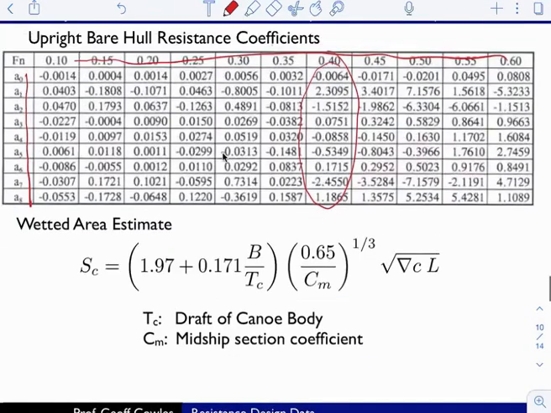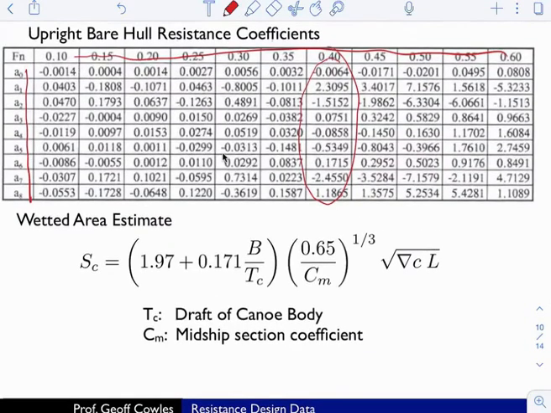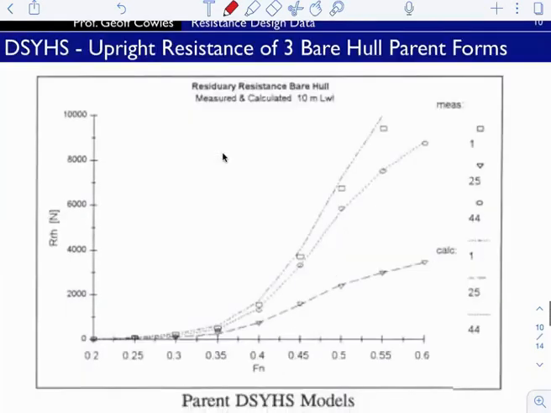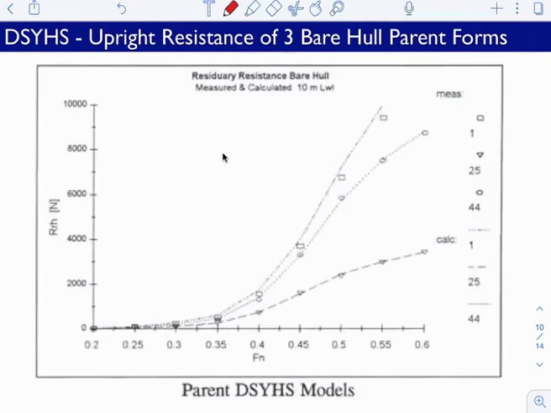They also have for their systematic series a wetted area estimate. So if you know your coefficients of form, your midships coefficient, the volume displacement of the canoe body, the length of the boat, and the beam to draft ratio, you can get an estimate of the wetted area that they used in their forms, and this can be used to calculate the skin friction of the boat. This shows just an example of the Delft Systematic Yacht series.